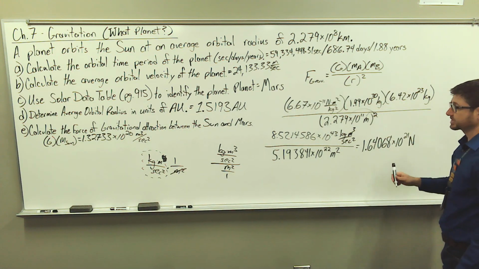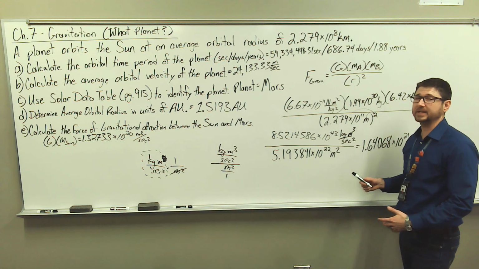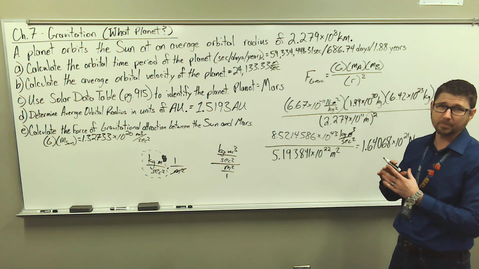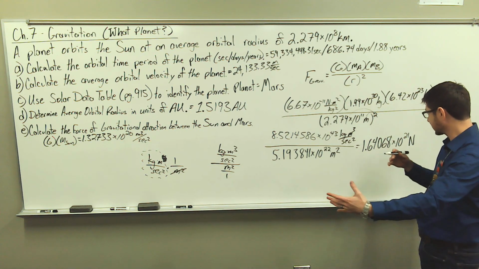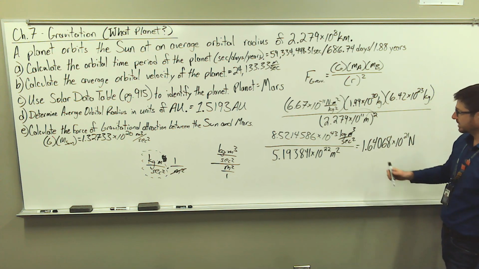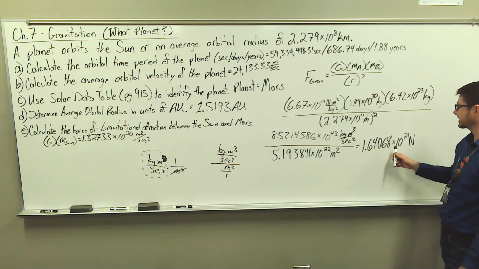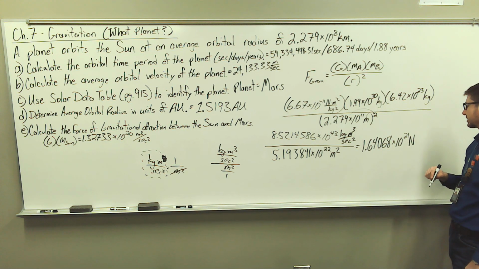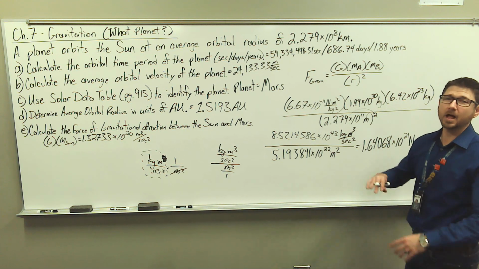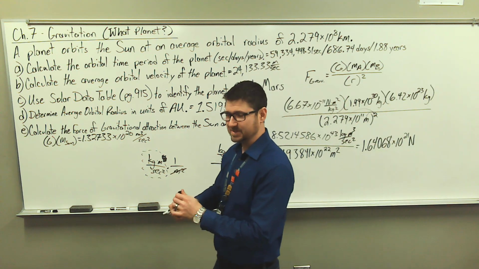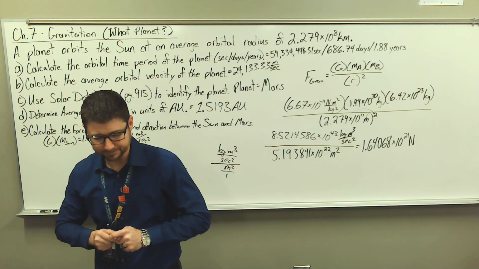So the force of gravitational attraction between our 2 planets, and we're talking about Mars and the Sun, is 1.64068 times 10 to the 21st newtons. So, a lot of newtons there. That's a really big number, okay?